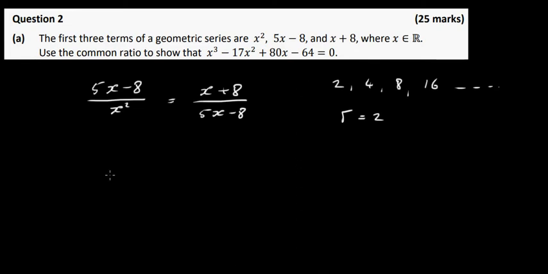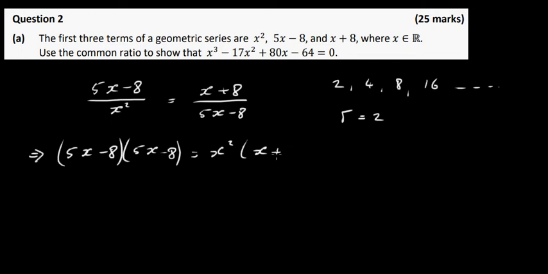Now presumably this is true, we know this is true, so if we work this out we should end up with this here. So let's just do that. What we're going to do is simply cross multiply here. We've got a fraction equal to a fraction. So I'm going to take the top here, 5x minus 8, and multiply it by the bottom here, which is also 5x minus 8. I'm going to take the x squared and multiply that by x plus 8.